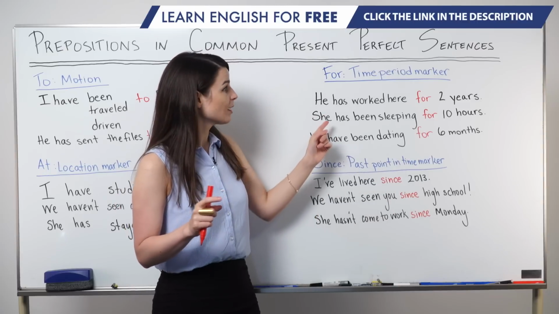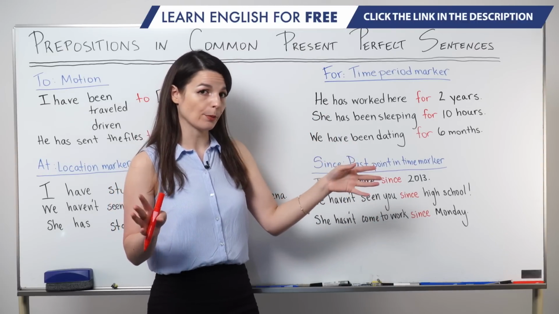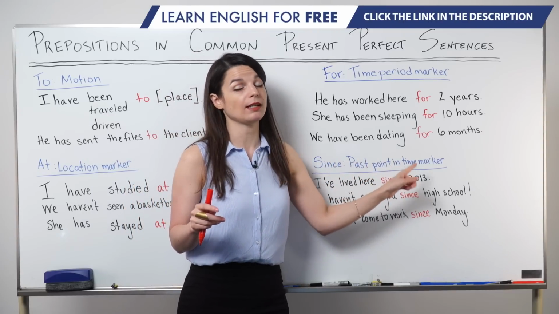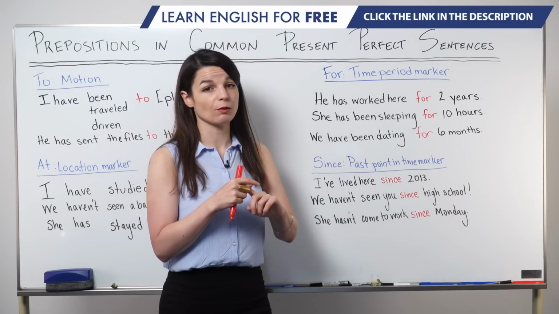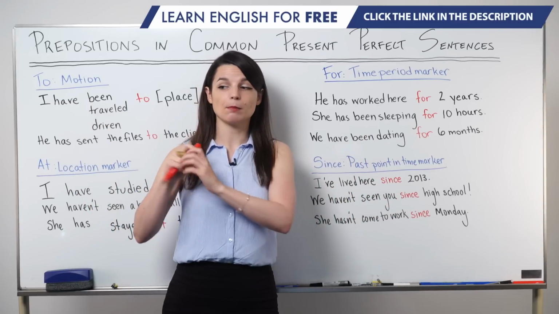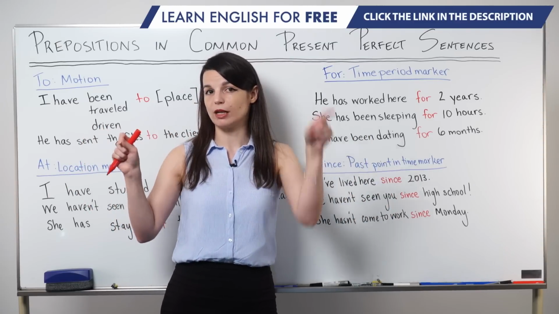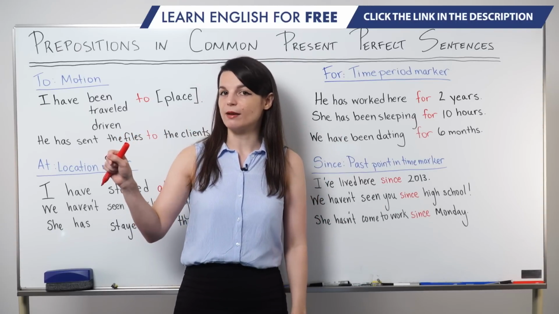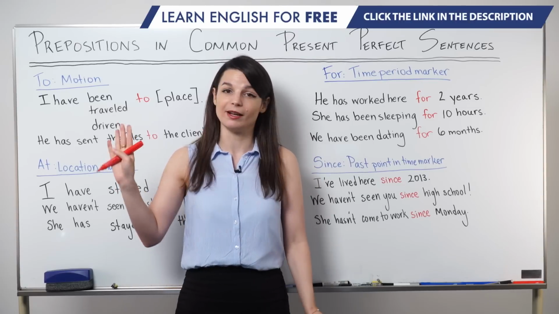So let's compare this to since. We use since as a preposition to mark a past point in time. So this is a key difference with for. For marks a period of time. Since marks a past point only. So we're not marking like a duration, we're not marking a length of time. Since tells us when something started or maybe the last time something happened, depending on the sentence.